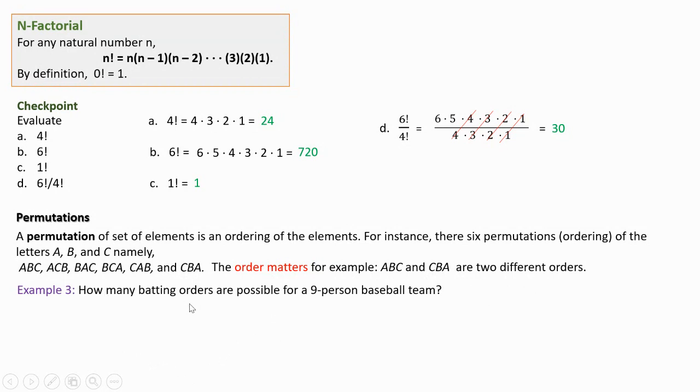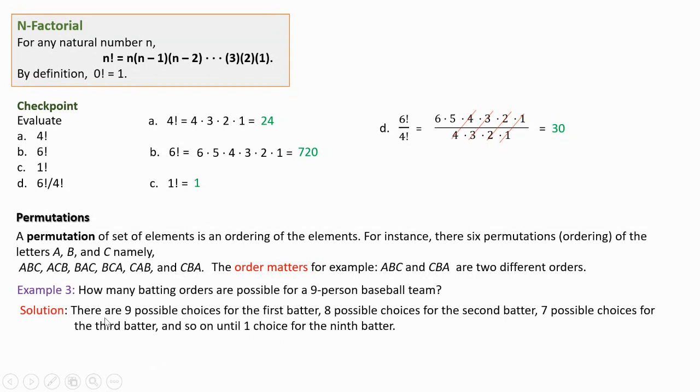Example 3. How many batting orders are possible for a 9-person baseball team? Solution: there are 9 possible choices for the first batter, 8 possible choices for the second batter, 7 possible choices for the third batter, and so forth.